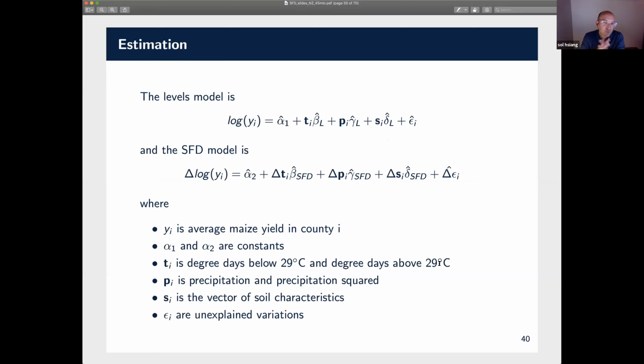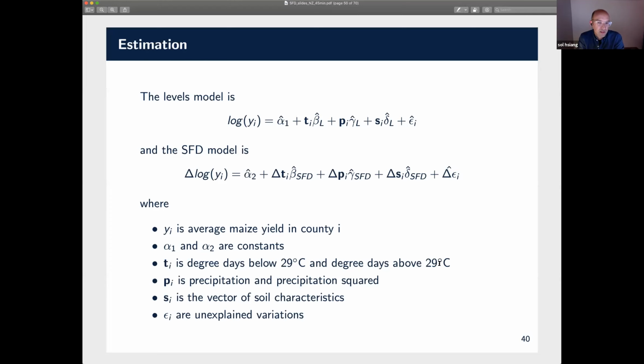In this region, we're going to run, like before, two models. We're going to estimate a levels model where we regress log of yields on temperature, rainfall, and soil quality. This has been done before with the argument, in some cases, for example, if you care about temperature, you need to control for rainfall and soil quality. We're going to do it again using the spatial first differences model.